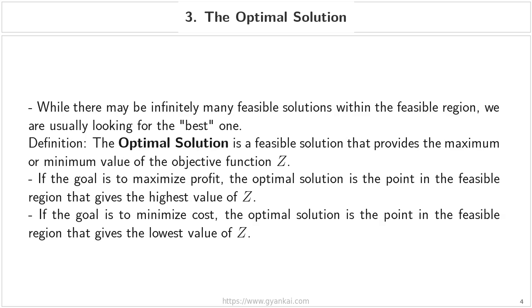To make this more concrete, let's look at 2 common scenarios. First, if our objective is to maximize profit, perhaps for a business like the bakery we will look at in the next slide, the optimal solution is the specific point within our feasible region that results in the highest possible value for z. On the other hand, if our goal is to minimize cost, such as reducing production expenses, then the optimal solution is the point in the feasible region that gives us the lowest possible value for z. So, while the feasible region gives us all our possible choices, the optimal solution identifies our best choice.